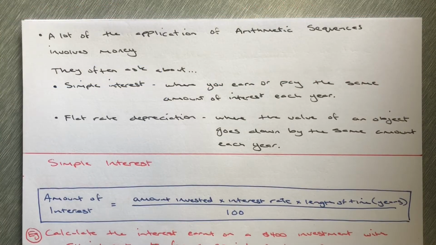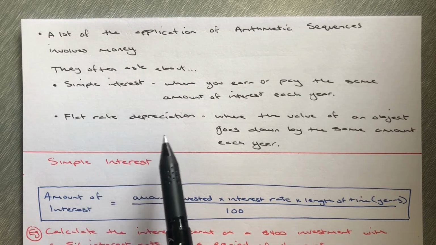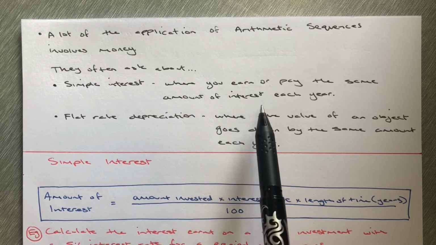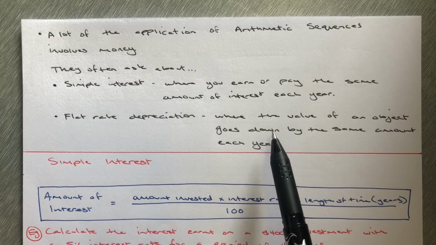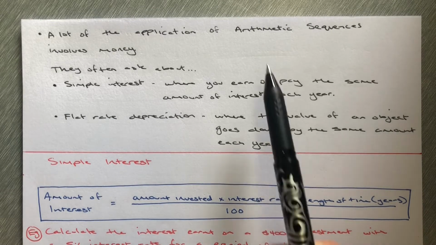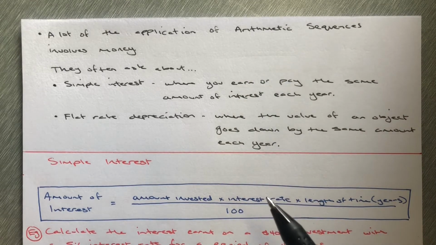So now we'll look a little bit into applications of these arithmetic sequences. Applications you'll find often involve money. A couple of things they often ask about are simple interest or flat rate depreciation. Simple interest is where you earn or pay the same amount of interest each year. So it could be going up or down, it'll let you know. And flat rate depreciation is where the value of an object is going down by the same amount each year. So again, these are both arithmetic sequences because the change is the same amount each time period.